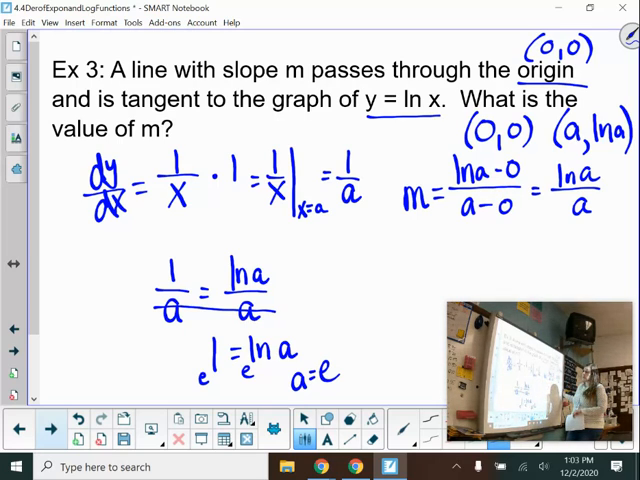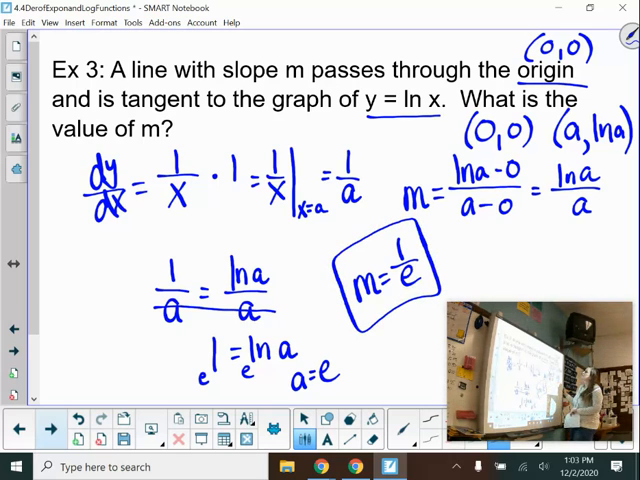But that's not actually the slope, because if you recall, the slope is 1 over a, or natural log of a over a, which means your slope is going to be 1 over e. So this line is going to have a slope of 1 over e. If it passes through the origin, we know that point is (0, 0), and then it's tangent to this graph of y equals natural log x.